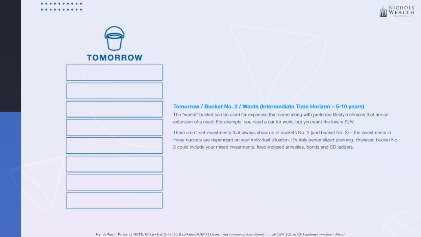So again, these aren't investments that always show up in bucket number two, but they are dependent on your individual situation that's driven by your goals. So these type of assets would include maybe things like bonds. You can maybe even invest in dividend paying or even preferred stock. So you're going to go a little higher up on the risk scale here, again, because you have a longer time horizon. So that's tomorrow's bucket.